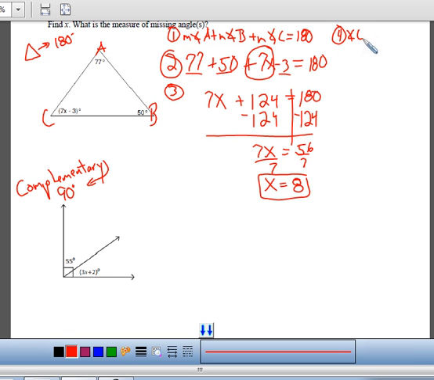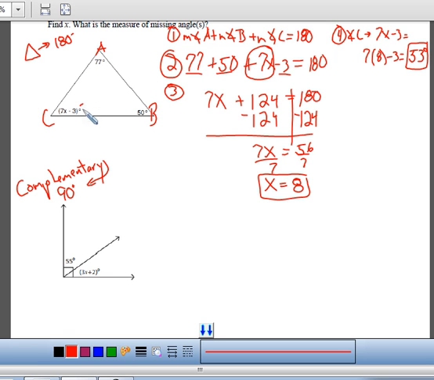Angle C is represented by 7x minus 3. And we need to find what that equals. Plug in 8. So 7 times 8 is 56, minus 3 is 53. So there's my answer. It seems to make sense.